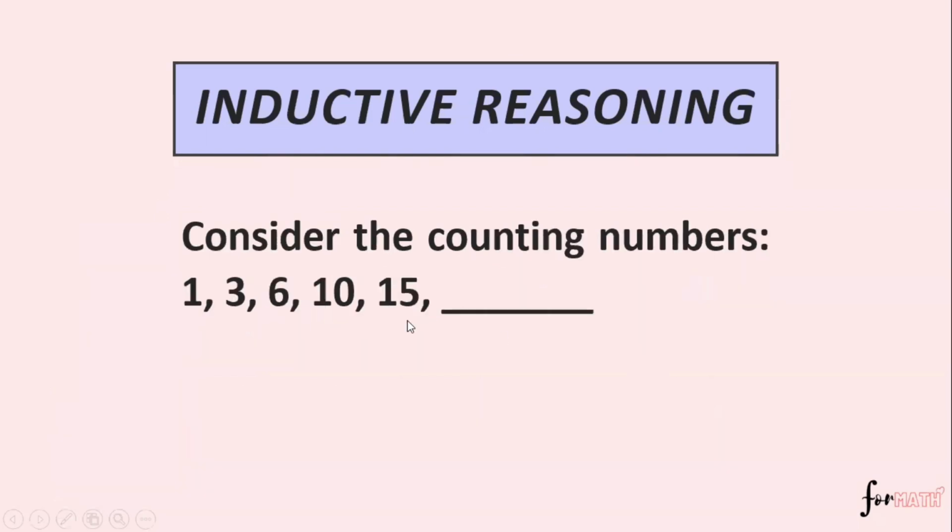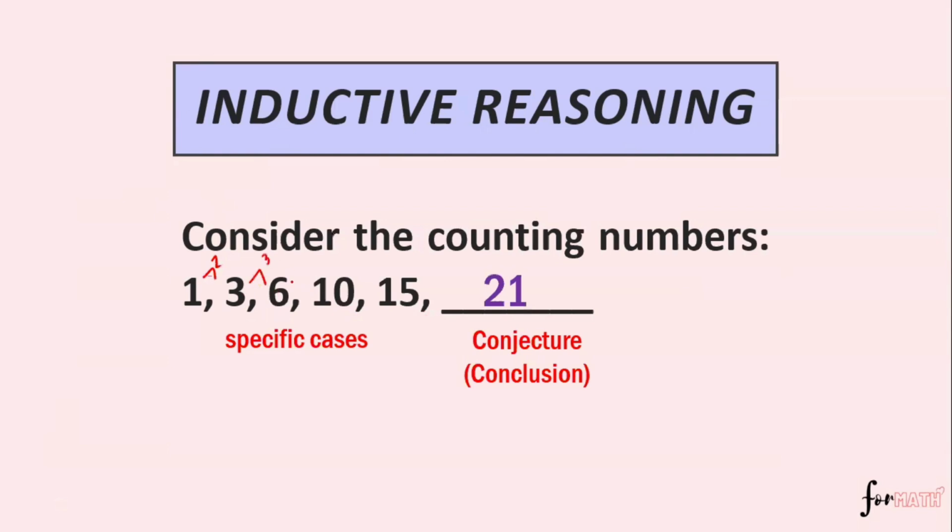All right, next example. Consider the counting numbers 1, 3, 6, 10, 15. Those are your specific cases. Now, based on the pattern or observations, what will be the next number that will come up? Okay, so the answer is 21. Why? Because the difference between 1 and 3 is 2. The difference between 3 and 6 is 3. 6 and 10 is 4. So the differences between the counting numbers are 2, 3, 4, 5, meaning they are increasing. So maybe the next difference is 6. So 15 plus 6, so you have 21. All right, so those are the examples of inductive reasoning.